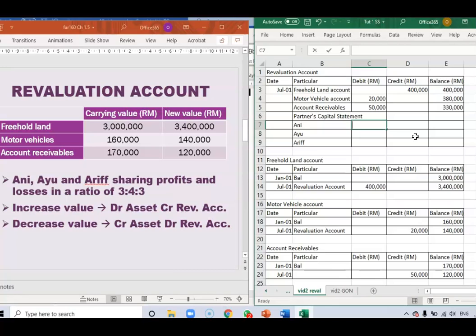Since Ani's sharing is 3 out of 10, it's 30%. So the surplus will be multiplied by 30%. Ayu's sharing is 40%, and Arif's sharing is 30%.